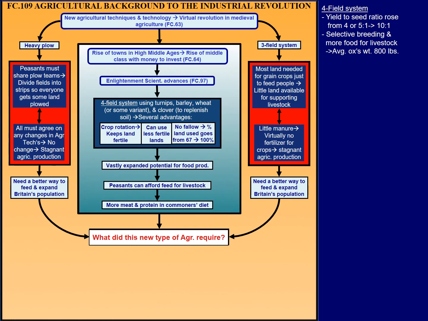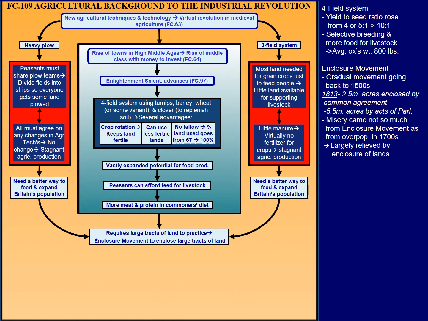But this new sort of agriculture, using crop rotation and putting selectively bred livestock onto that pasture in the quarter of the year when the land is under pasturage, is going to require a different sort of land arrangement. It needs large areas. And so what do they do? They enclose that previously common strip farmed land and turn it over to the four-field system, where they can try out some of these new technologies.